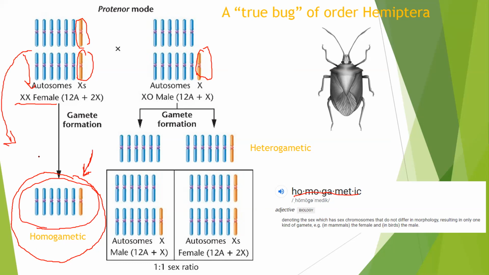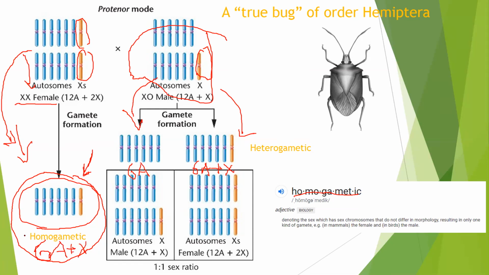Based on Mendelian laws, if we divide this genome into two, the female bug will produce just one type of gamete, 6A plus X. However, if you look at the male bug, it can produce two types of gametes. One is just 6A autosomes. The other one is 6A plus an X chromosome. So in this case, we say the female bugs are homogametic and the male bugs are heterogametic.